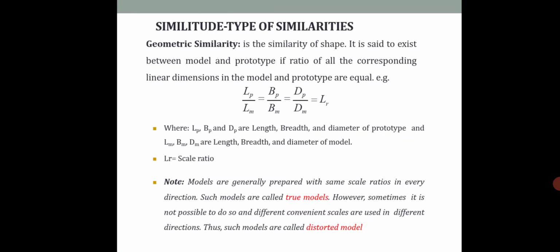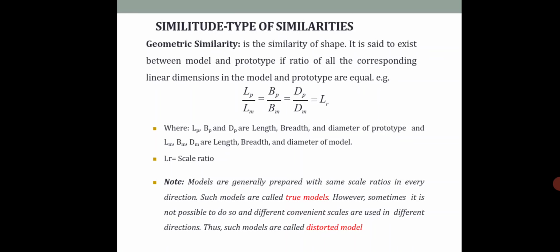For example, the lengths cannot be equal because the model will be very small, but the length ratio between the length and diameter should be equal. LP, BP and DP are the length, breadth and diameter of the prototype. If the ratios are equal, that is a scalar ratio, then we can easily compare them. Models are generally prepared with the same scale ratios in every direction. Those models we call true models.